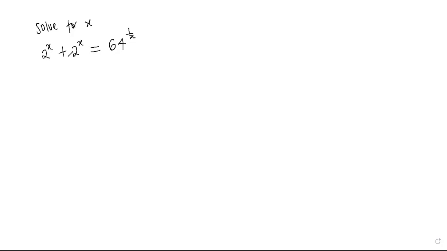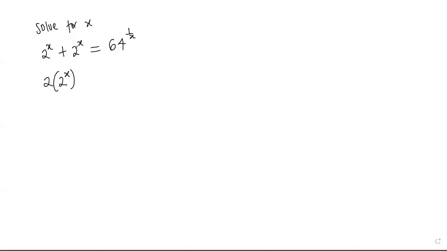Now, the first thing you should know how to do is that 2 to the power x plus 2 to the power x are like terms. I can add them together, and that should give me 2 times 2 to the power x, right?